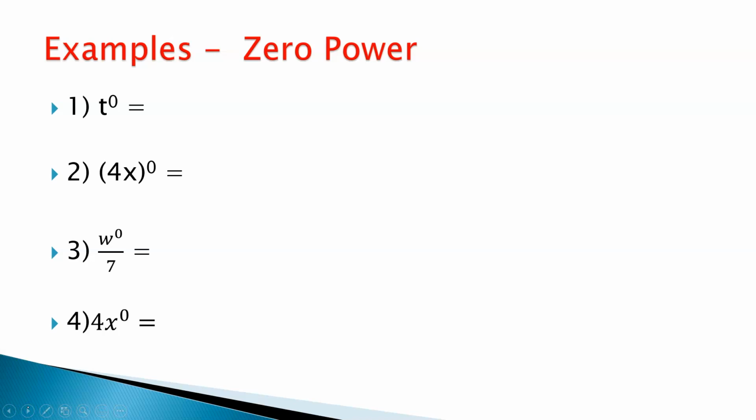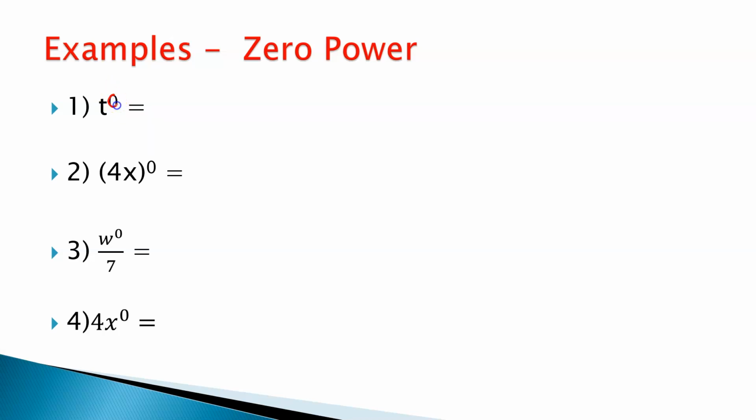Since we were already talking about 0 power, take a look at example 1. You have t to the 0 power. Anything to the 0 power is going to be 1. Be careful. What do you think is the most common mistake? Students see 0 and automatically want to give me 0 as an answer. No. Whenever you have a power of 0, your answer is going to be 1.